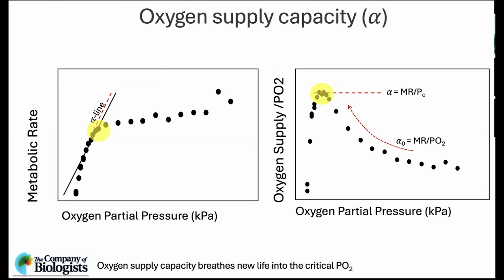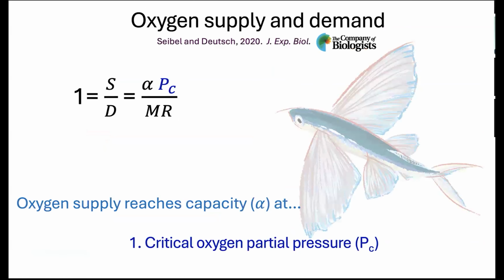So that alpha, we've dropped the naught, so that's just alpha, the oxygen supply capacity. That's the slope of this line, and it describes the critical oxygen partial pressure for any metabolic rate, at least theoretically. So if we plug PC, the critical oxygen partial pressure, in for PO2, then that becomes alpha instead of alpha naught. So oxygen supply reaches capacity at the critical oxygen partial pressure.